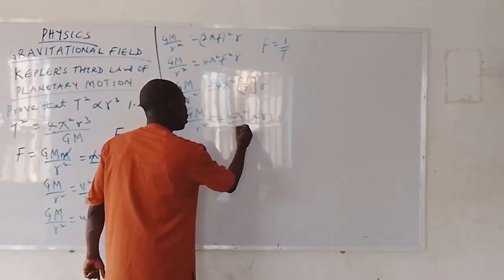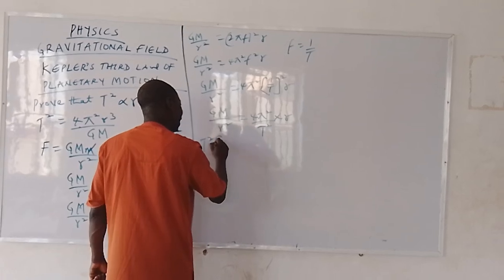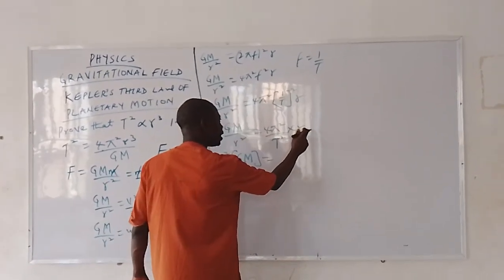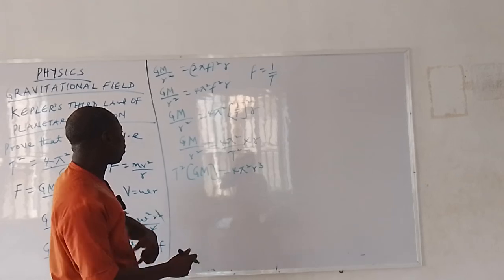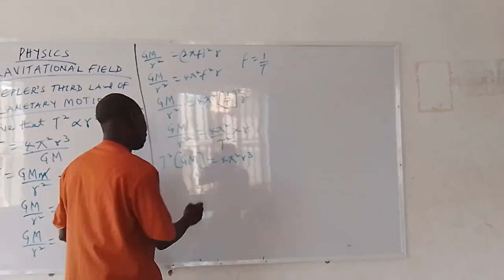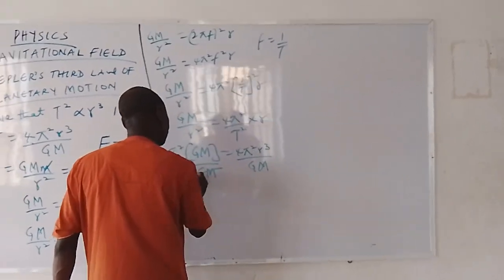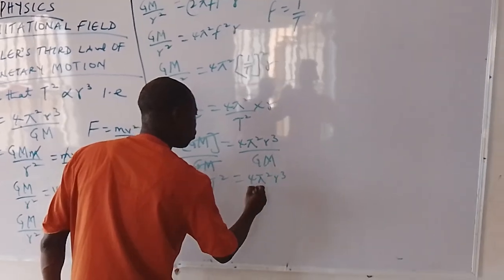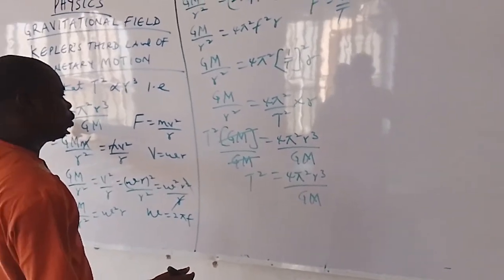At this juncture, I will cross multiply. If I cross multiply this relation, T squared into GM is equal to 4 pi squared, and this r squared coinciding with this r becomes r cubed. Now the next line of action is to isolate T squared, which is the square of the period. If T squared is isolated, I will divide both sides by GM over GM. So hence, T squared is equal to 4 pi squared r cubed over GM, which is the equation we are going to prove.